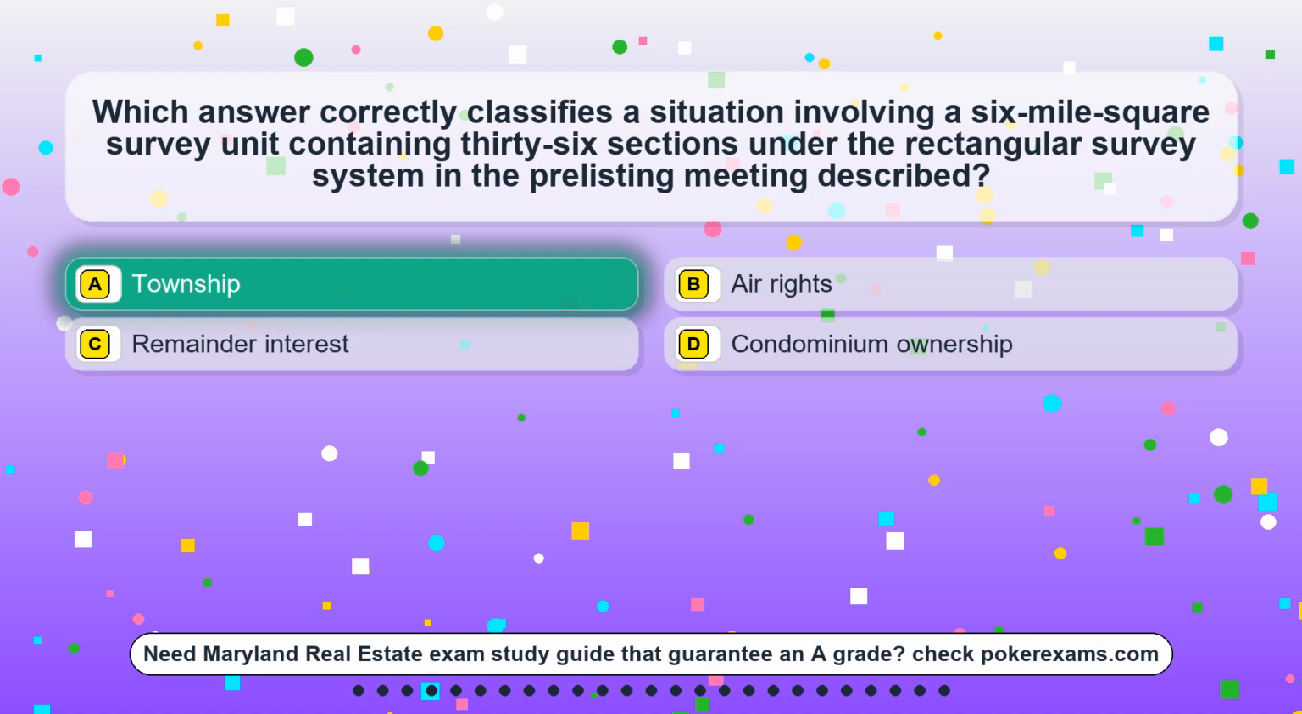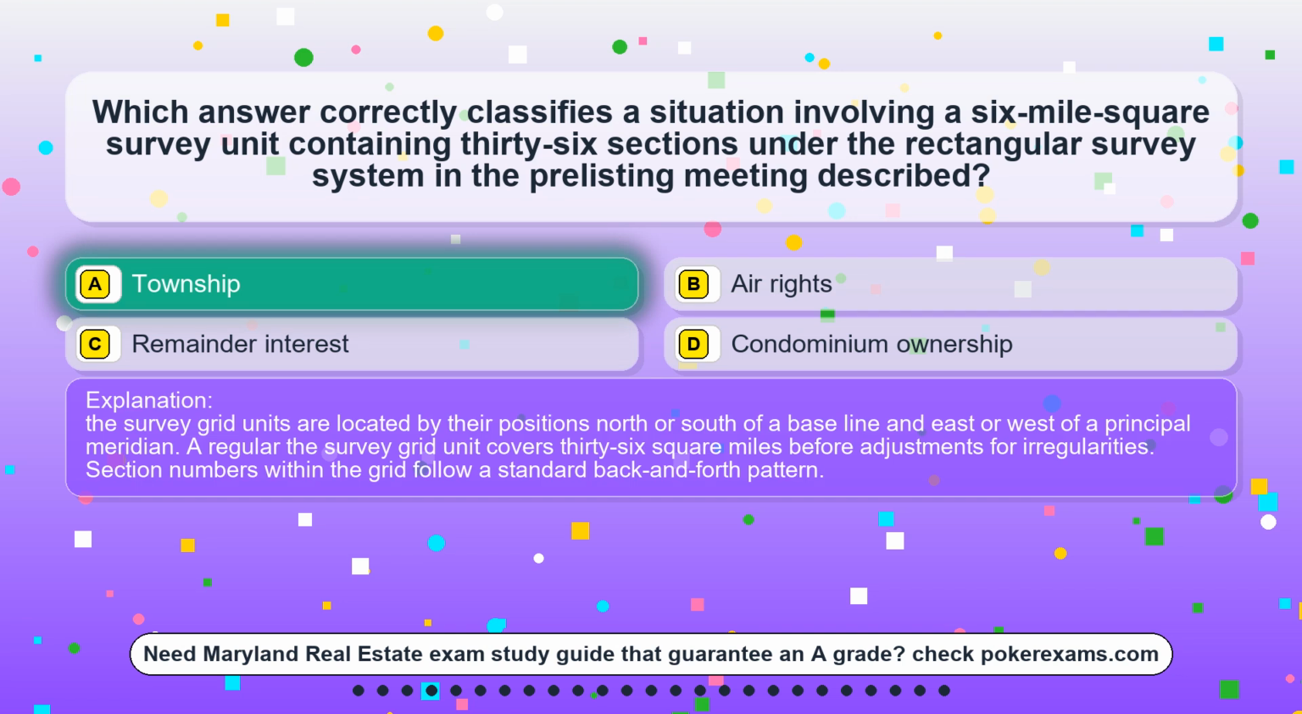The correct answer is option A, township. The survey grid units are located by their positions north or south of a baseline and east or west of a principal meridian. The survey grid unit covers 36 square miles before adjustments for irregularities. Section numbers within the grid follow a standard back-and-forth pattern.